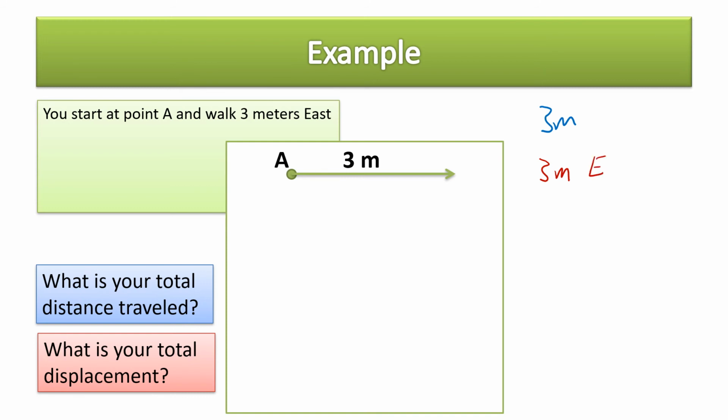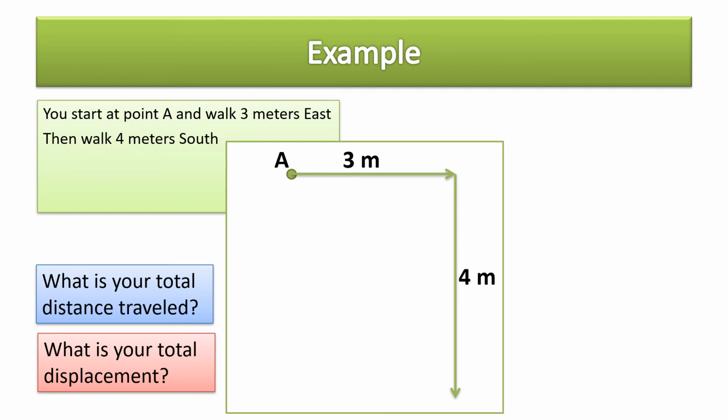Nothing crazy so far. Then we're going to walk 4 meters south. And we're going to ask the same question. What is the total distance that you traveled and what is your displacement? Pause the video here and try to think about it. So the total distance is 3 plus 4. You get credit for all the distance that you walked, regardless of the direction. You just add up the total distance. So it's 7 meters.